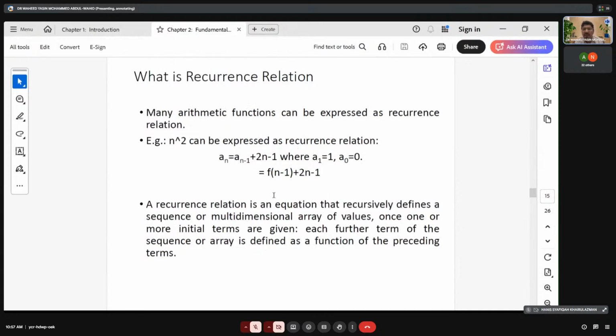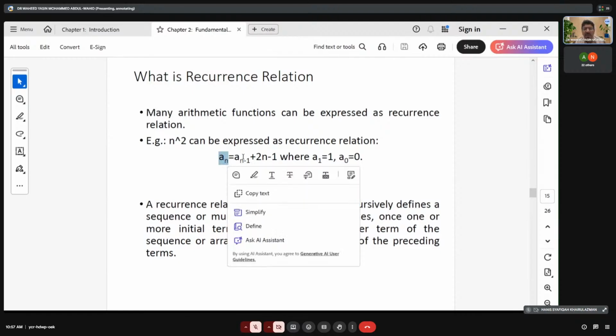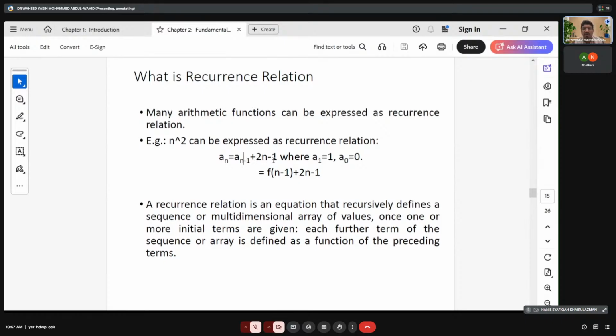Here we have, what is a recurrence relation? Many arithmetic functions can be expressed as recurrence relations. N power 2 can be expressed as a recurrence relation. a(n) equals a(n minus 1) plus 2n minus 1, where a(1) equals 1, a(0) equals 0. Here we have f(n minus 1) plus 2n minus 1.